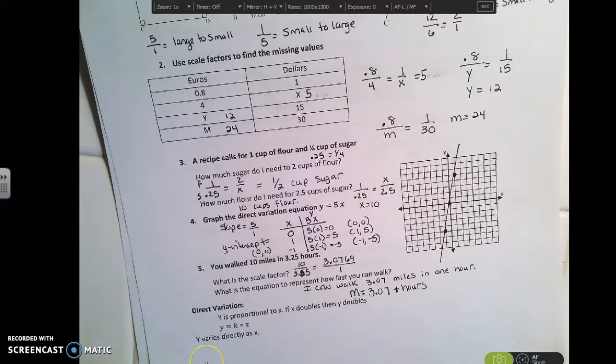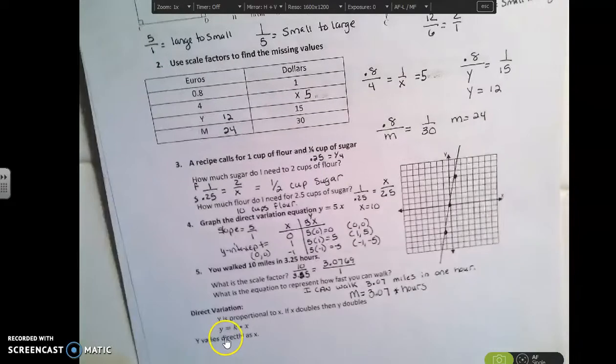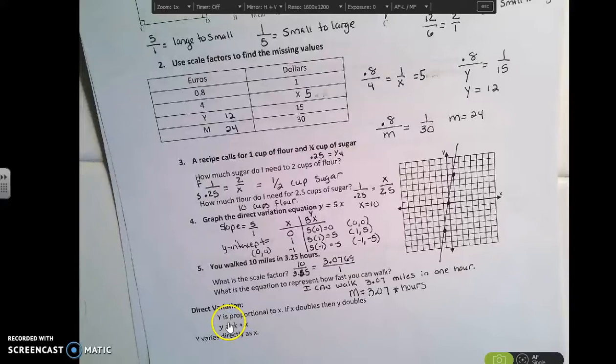Alright, this next video talks about direct and indirect variation. This is found in section 2.3. So direct variation is when y is proportional to x.